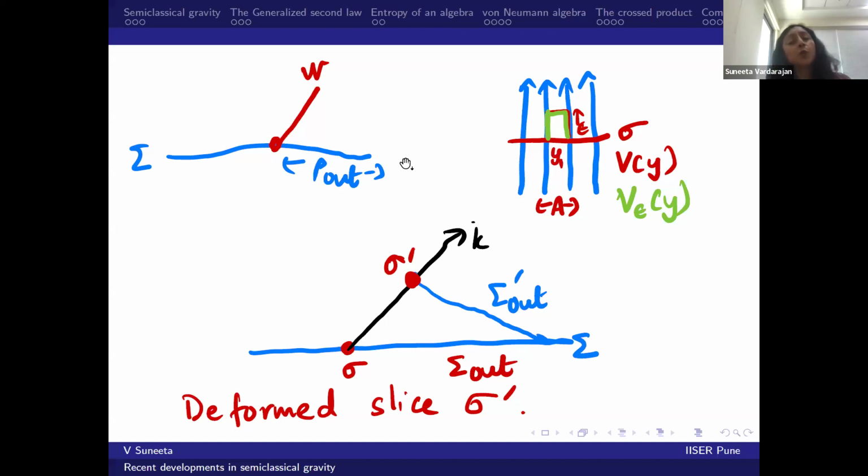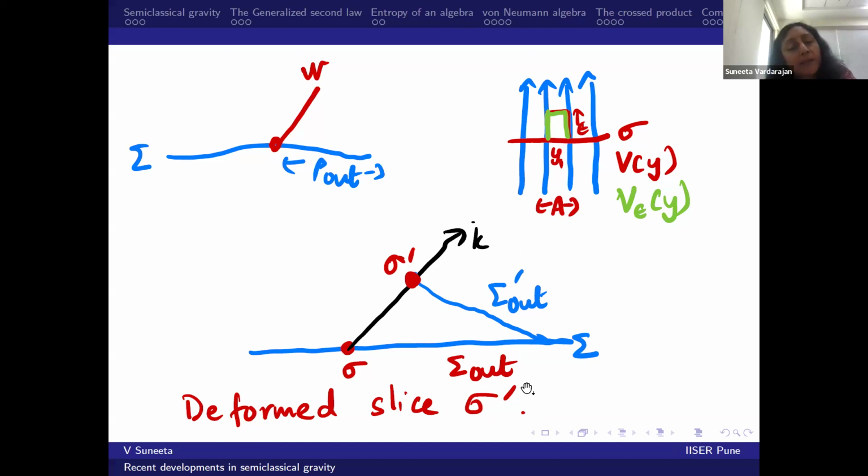Now, if you look at the figure on the left, what happens to that figure under the deformation? Come down to the last figure below. I have my original slice capital sigma and my original 2 surface small sigma. What I have done here is a deformation of the slice. So sigma has got deformed to another sigma prime, where the deformation is along the null direction k, which is given by the null hypersurface. I have deformed sigma slightly along the null direction, and I get a new sigma prime, and a new capital sigma prime, which is the Cauchy slice. So there is a new Cauchy slice, and there is a new surface sigma prime. This is the deformed slice.